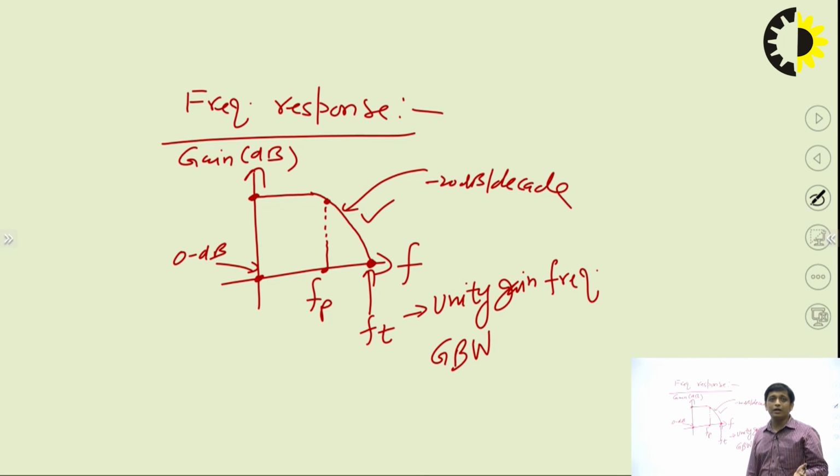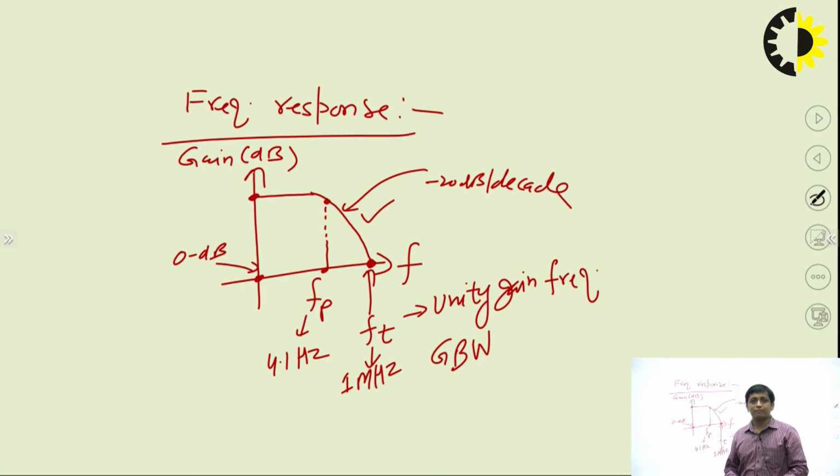And when you calculate these values, like the dominant pole frequency FP, that is the minus 3 dB frequency, that is the cutoff frequency, and FT for the 741 IC, this FP is around 4.1 Hertz. This is the numerical value for the 741 IC. For different ICs, these values will differ. And for the 741 IC, this FT unity gain frequency is around 1 megahertz. So you can see that the gain bandwidth product is limited to 1 megahertz, right?